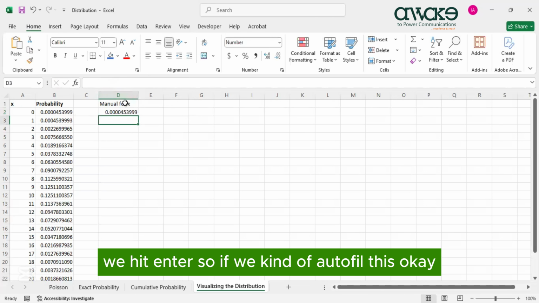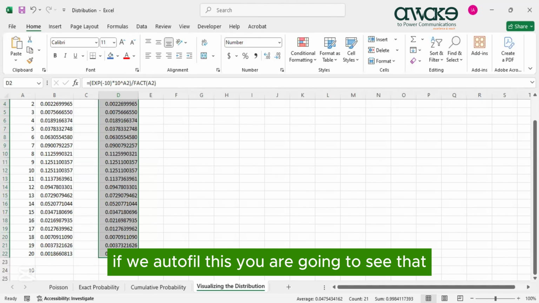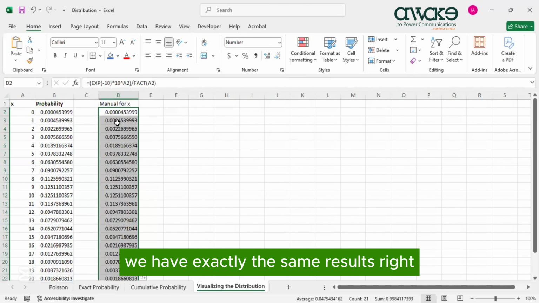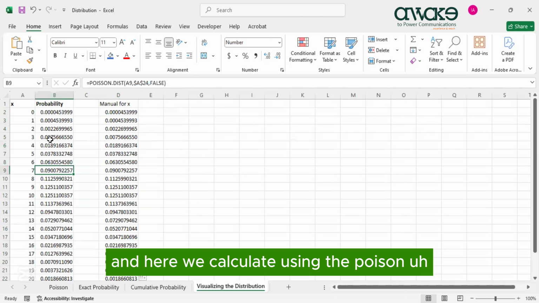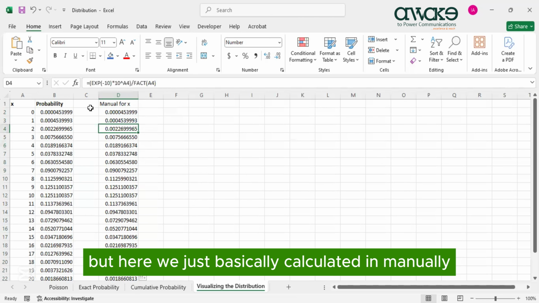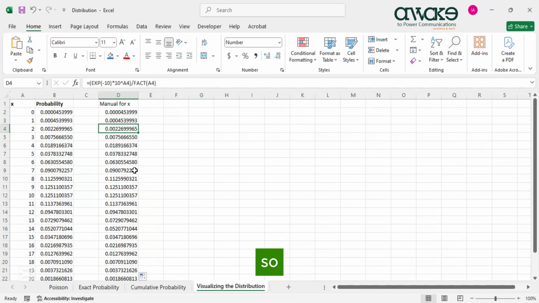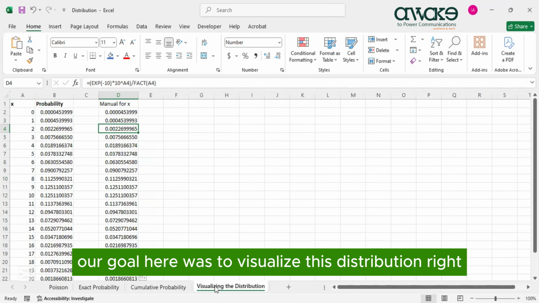We hit enter. If we autofill this, you are going to see that we have exactly the same results. This is us calculating manually, and here we calculated using the Poisson distribution function in Excel, but here we just calculated it manually. So you see that we have exactly the same answer for both. Our goal here was to visualize this distribution.